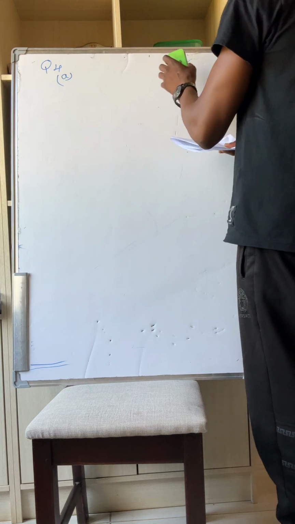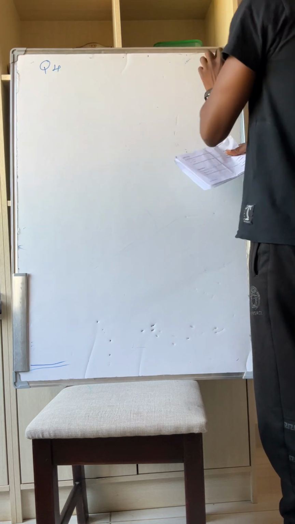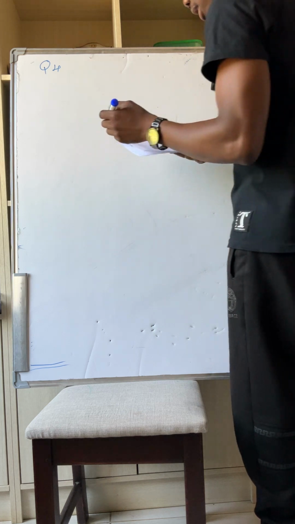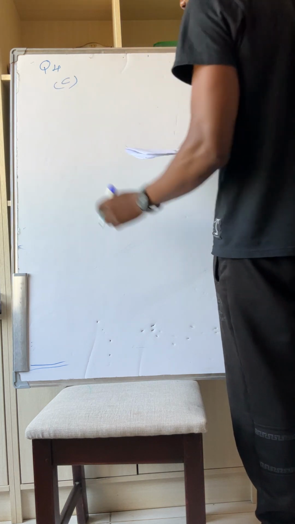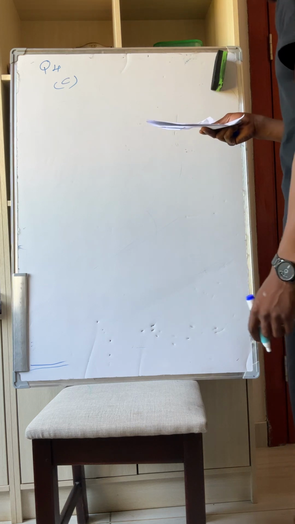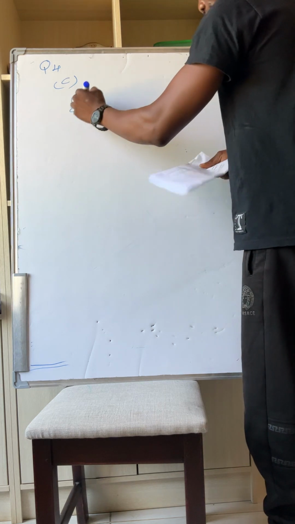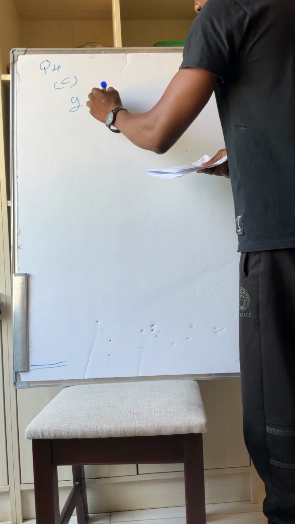So I go to question C. This one was the one I was solving, it was for B. I go to question C. Question C says, determine the area bound between the curve y equals x cubed.